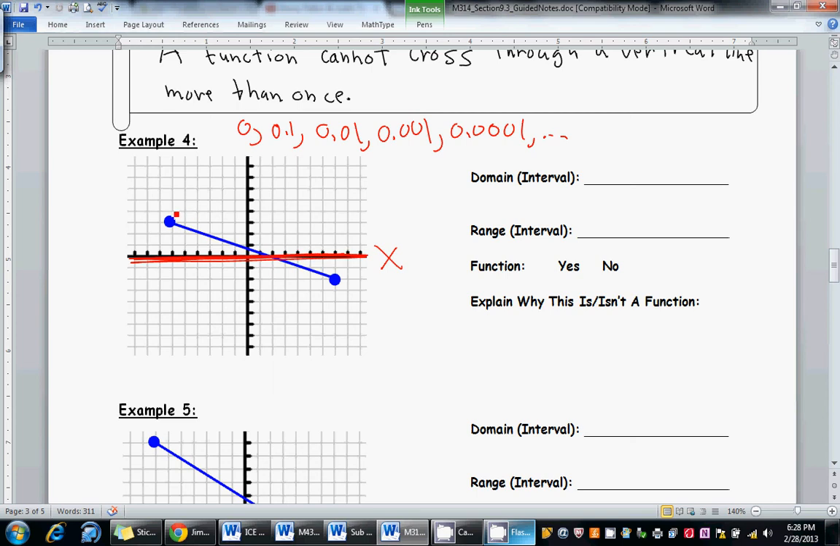First of all, what is the smallest x value? Remember, x's get bigger as you go to the right. So if I want the smallest x value, I'm going to count them off to the left. -1, -2, -3, -4, -5, -6. The x value of this point is -6. That's the smallest x value that I have.